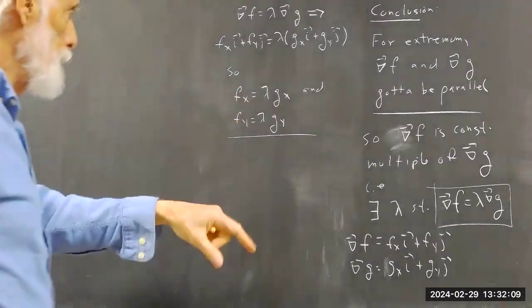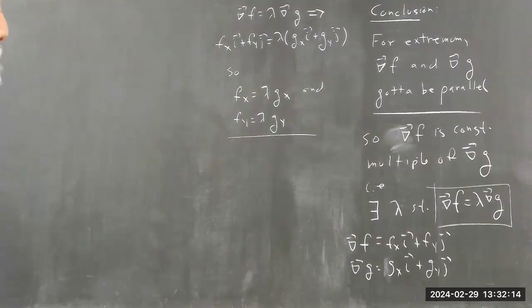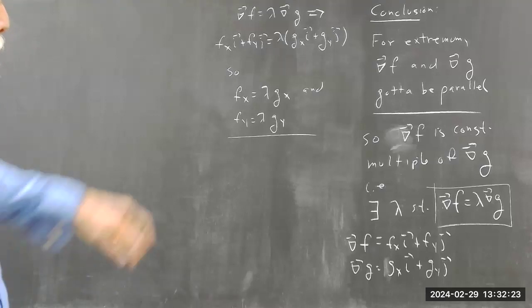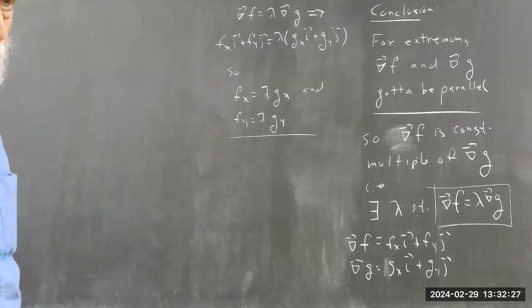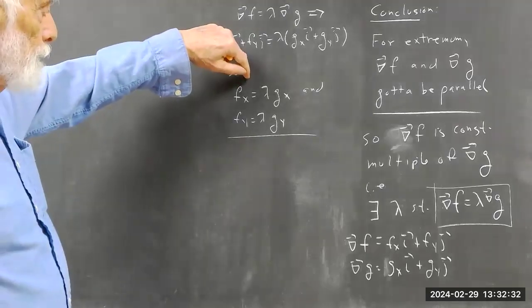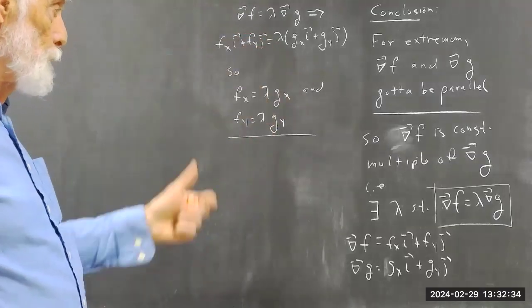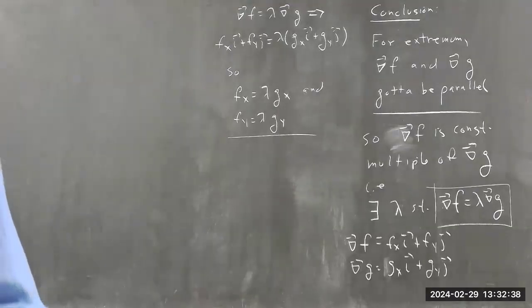You've got fx equals lambda gx and fy equals lambda gy. Two simultaneous equations. And it kind of appears you've got three unknowns, because fx is a function of x and y, and gx is a function of x and y, and you've only got two equations. So let's just write out what we've got.